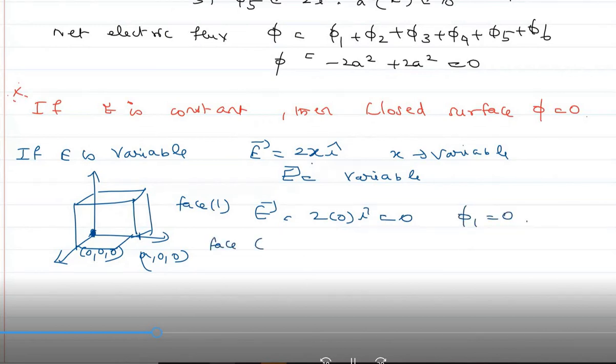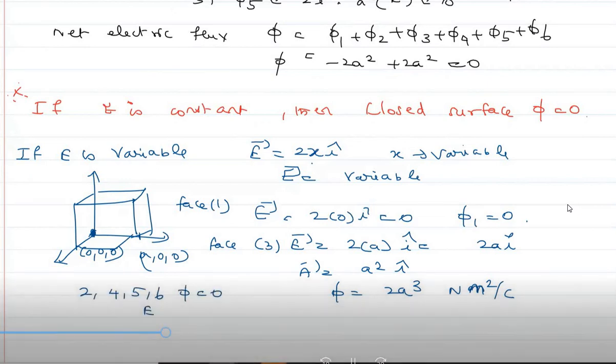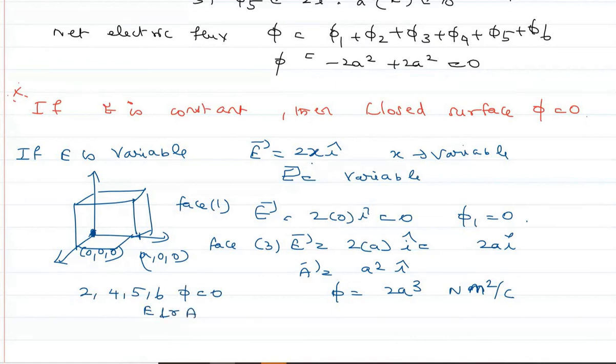For face 3, what is the x value? A. So what is the value of the electric field? 2a i. And what is the area vector? Already we know that it is A square i cap. So what is the electric flux? It is 2a cube newton meter square per coulomb. Is it clear or confusing? Just let me know. For all other faces, 2, 4, 5, 6, the electric flux is 0 because E is perpendicular to the area vector.